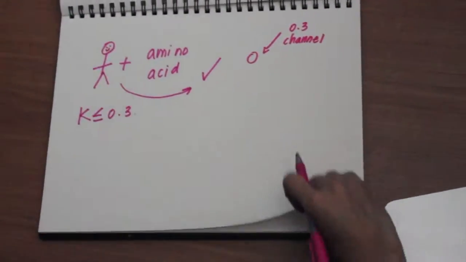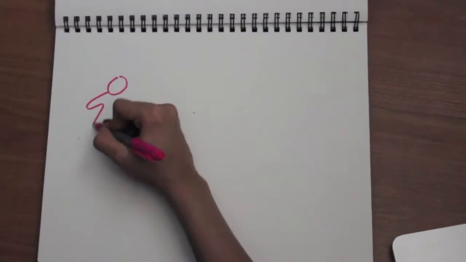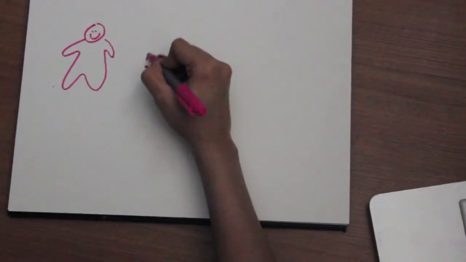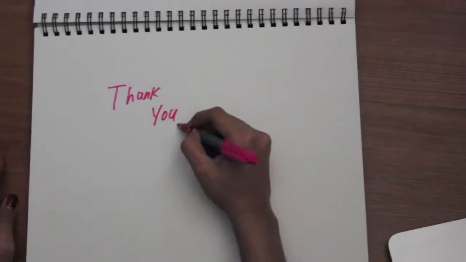After it passes through the channel, it rebonds with its water molecule shell. And that is facilitated diffusion of potassium in axons.